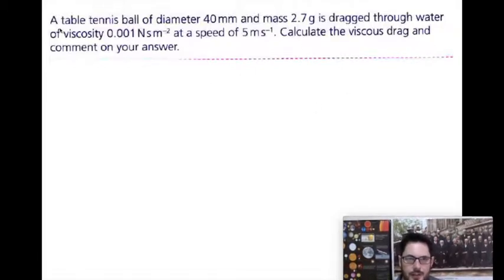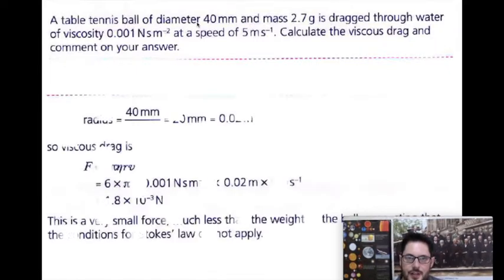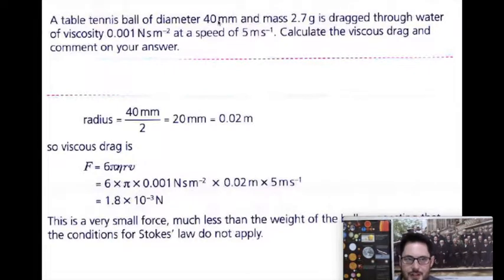Okay, so what do we need to notice here? We've got a ball that's moving through a liquid. The diameter is 40 millimeters, but we're going to want to change that into meters. And we're also going to want to halve that to give us the radius. The mass is 2.7 grams. We're going to need to change that into kilograms. And the viscosity of the liquid.